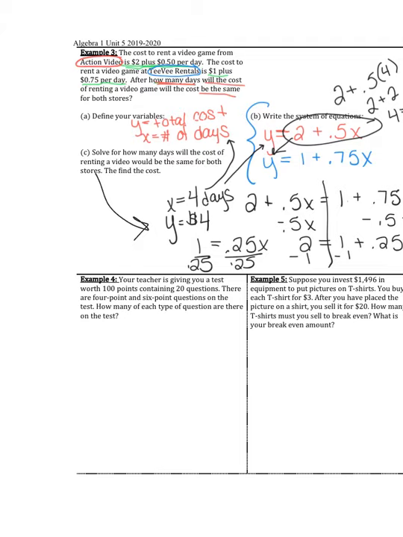All right, so another type of word problem, number 4, says your teacher is giving you a test worth 100 points. Okay, that looks like a total, so I'm going to underline it. And there's a total of 20 questions. There's another total. There are 4-point and 6-point questions on the test. How many of each type of question are there on the test?